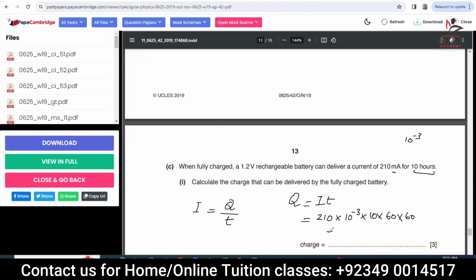So what is the answer? 210 multiplied by 10 raised to the power minus 3 multiplied by 3600. If you do the calculation, what is the value coming up? 7560. And what is the unit for that? Coulombs.